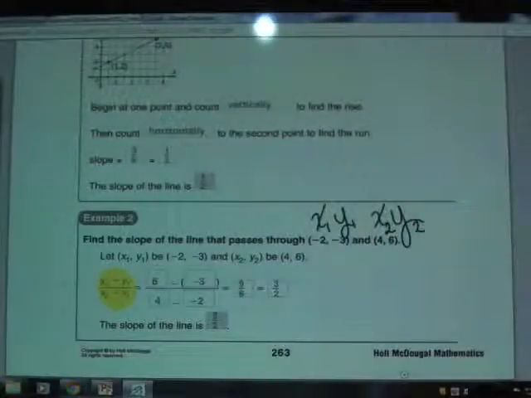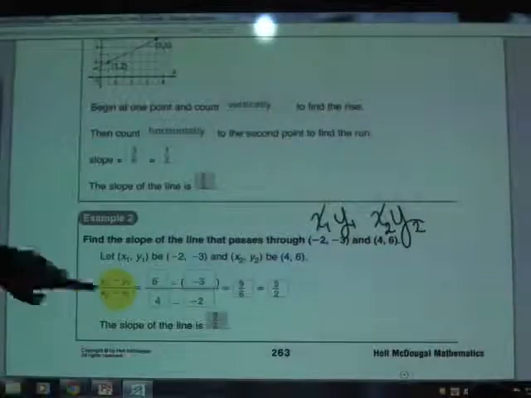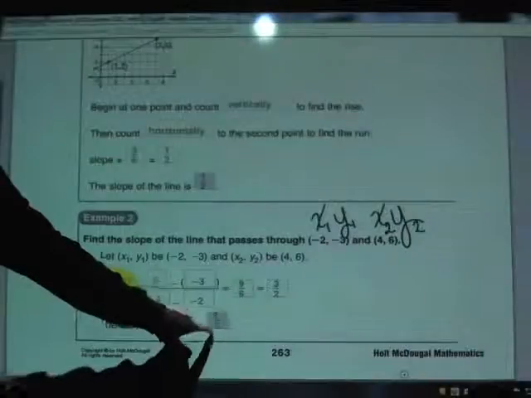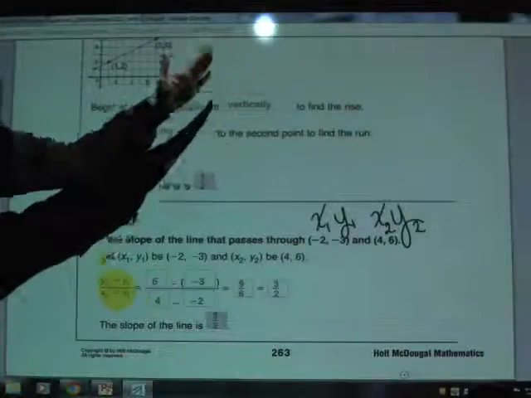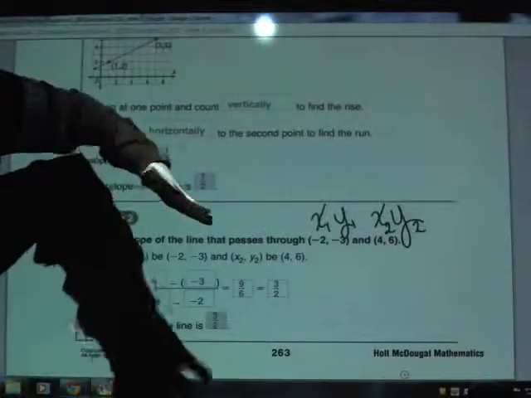Graph it out, calculate the rise, calculate the run, reduce it if you need to. You're going to see that the slope of the line that runs through those 2 points is indeed 3 over 2. We also know, because this is positive, that this is going to be a line that tilts up, not a line that tilts down like this.